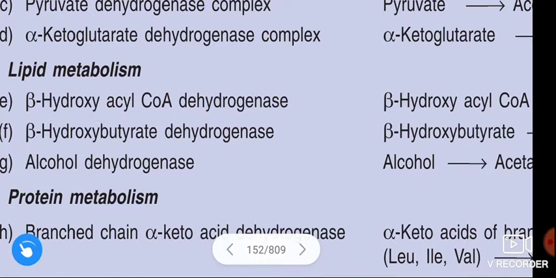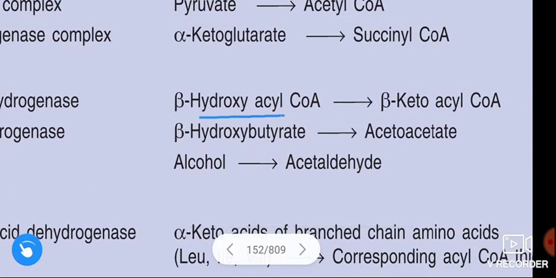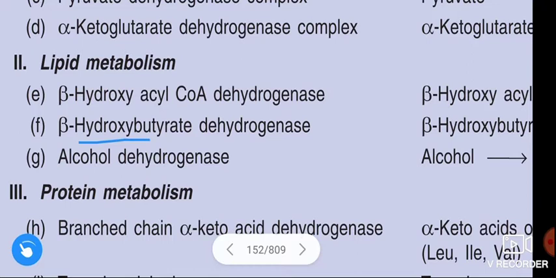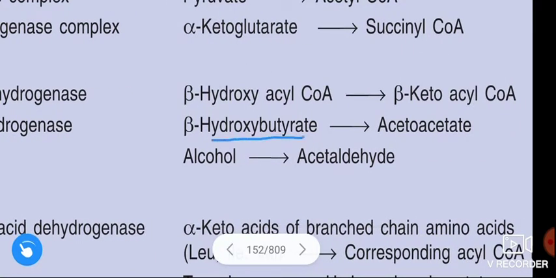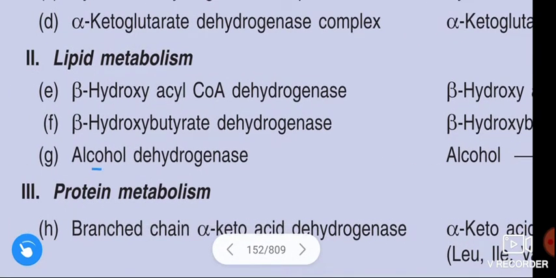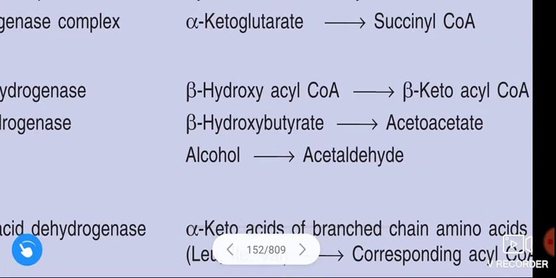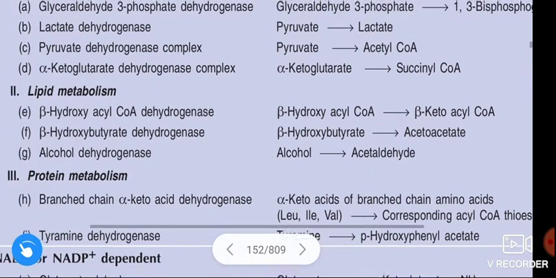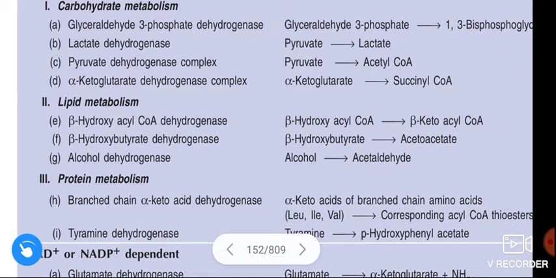Beta-hydroxyacyl-CoA dehydrogenase converts beta-hydroxyacyl-CoA to beta-ketoacyl-CoA. Next, beta-hydroxybutyrate dehydrogenase converts beta-hydroxybutyrate to acetoacetate. Next, alcohol dehydrogenase converts alcohol to acetaldehyde. Okay, alcohol to acetaldehyde. These are the enzymes of lipid metabolism that depend on NAD+.